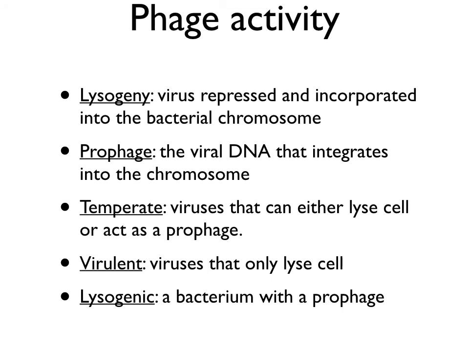Okay? Now, virulent viruses, they have only one course of action, and that is come in, take over, make more, blow it up. Okay? And then a lysogenic bacterium, that is one term that describes a bacteria that has a prophage integrated, so the viral DNA incorporated into their chromosome. Okay, so just be comfortable and familiar with these terms.